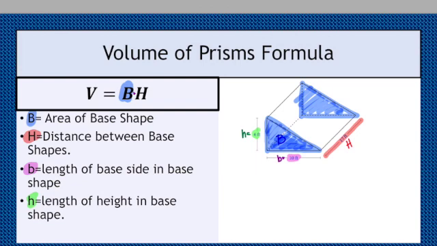So basically what we're doing is we're finding the base shape, and we're multiplying it by how many of those shapes you've stacked, right? I've stacked 17 feet of shapes. So basically take that area and multiply it by 17. So that's kind of the idea there. Let's go ahead and look at an example of calculating the volume of a prism.